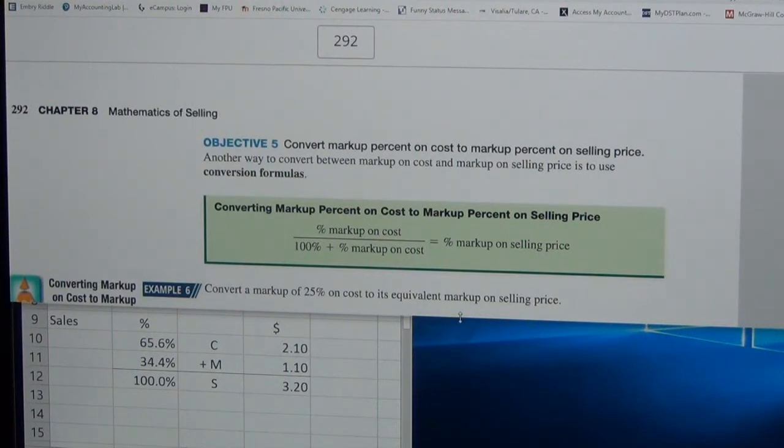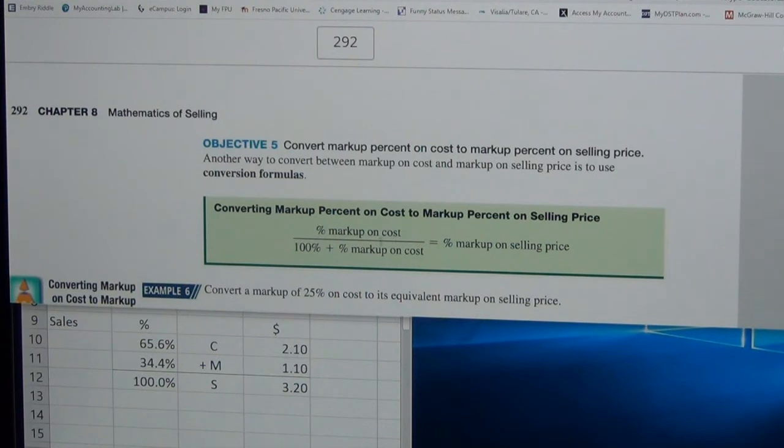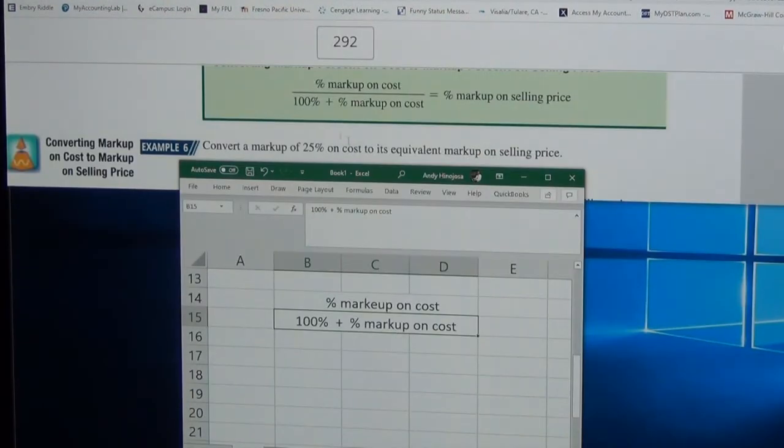To convert the markup percent on cost to markup percent on selling price, you simply use this formula. Percent markup on cost divided by 100% plus the percent markup on cost equals the percent markup on selling price. So you start with the markup on cost and convert it using this formula to come up with the percent markup on selling price.